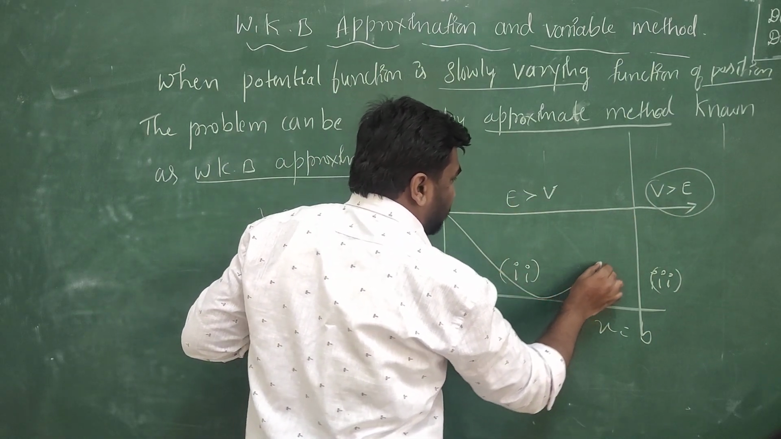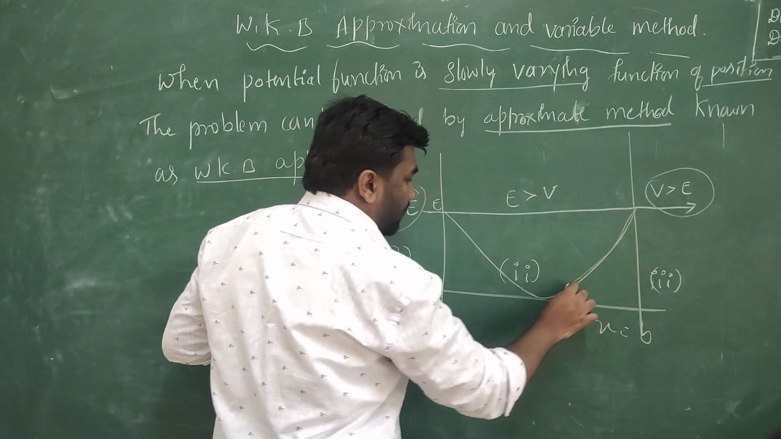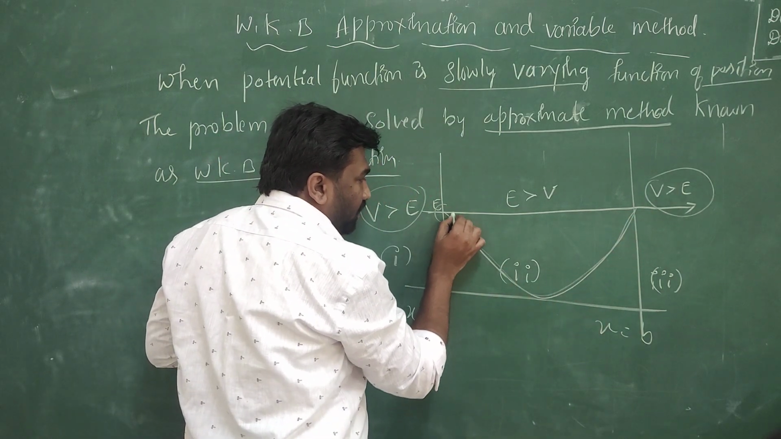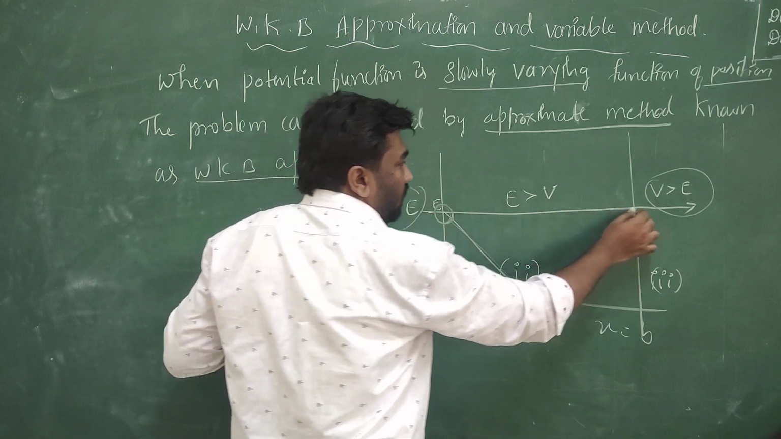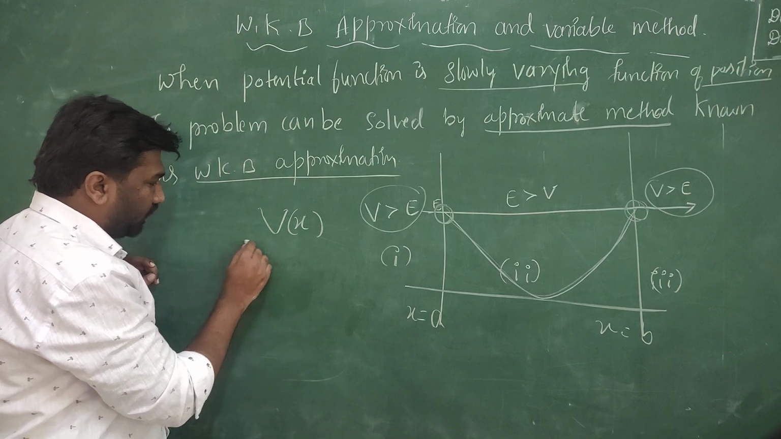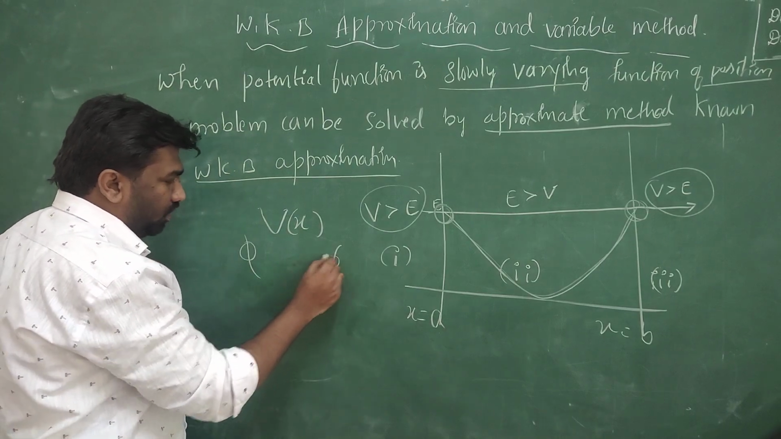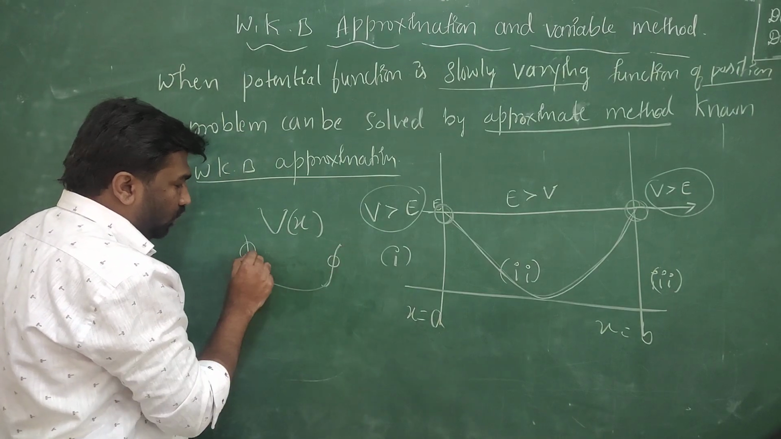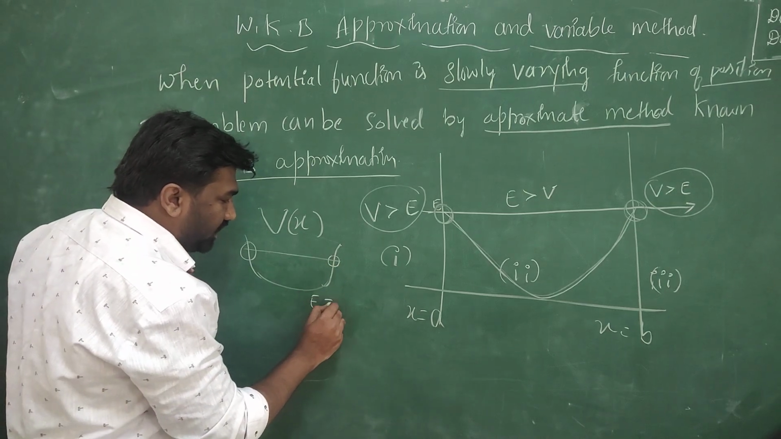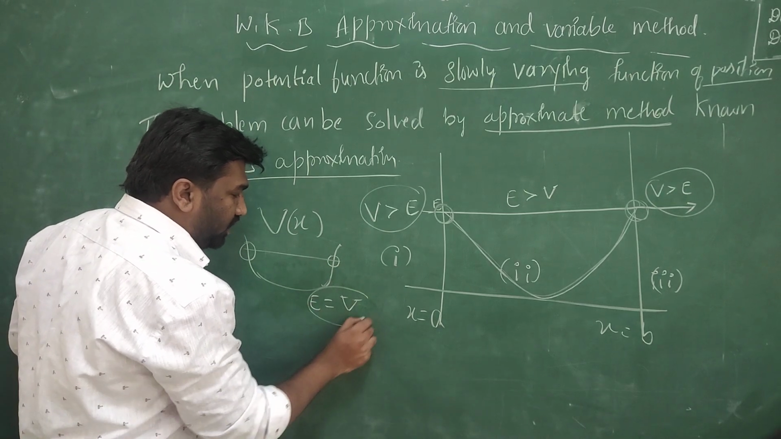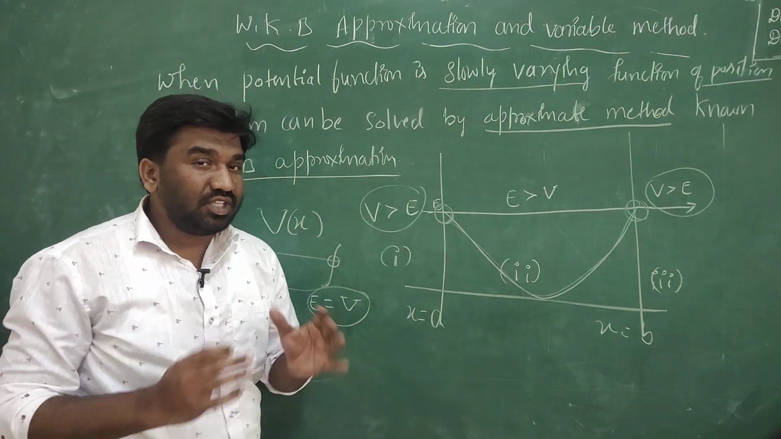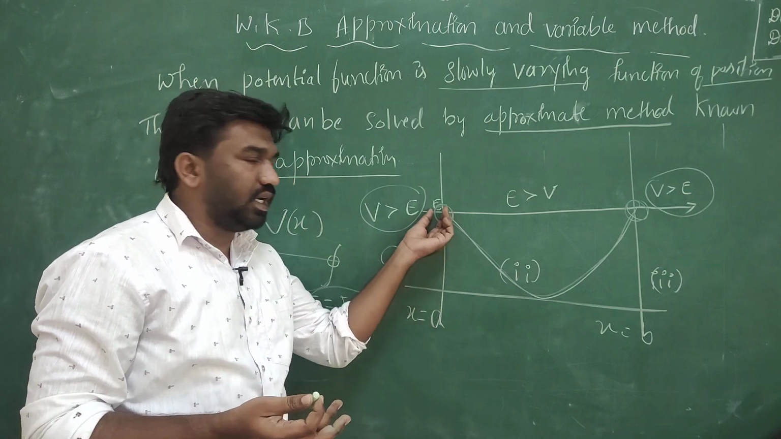I am considering a particle trapped like this. So this is the turning point. These are called turning points. So what are these turning points? Where the total energy E is equal to the potential energy. That region is called the turning points. The particle will change its energy at these points.